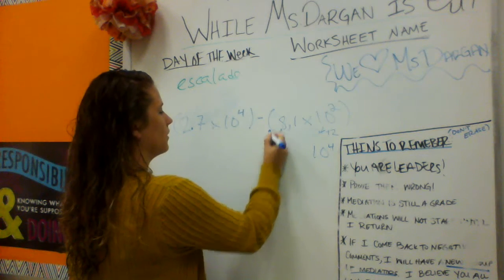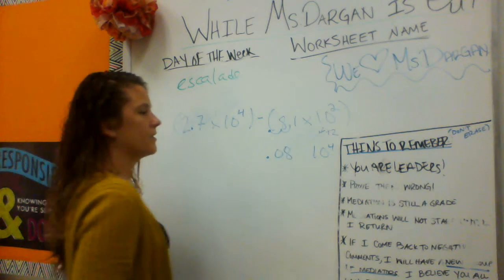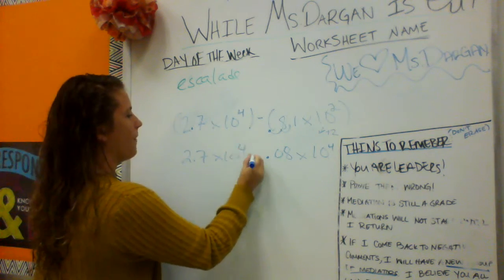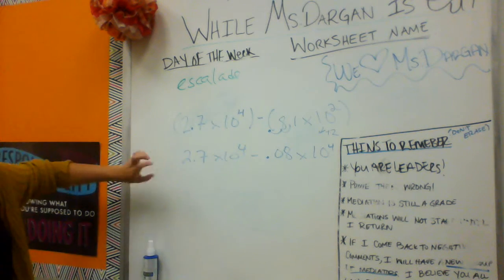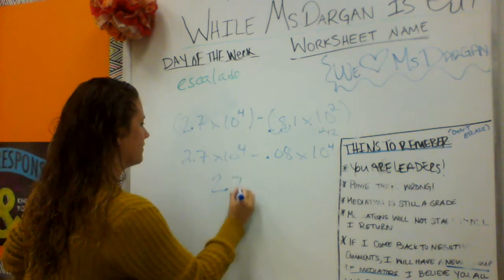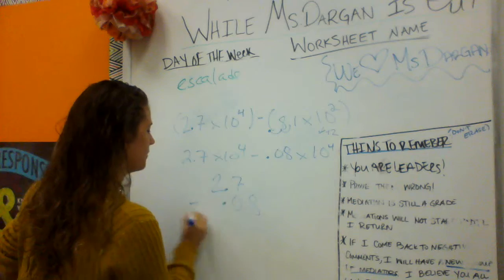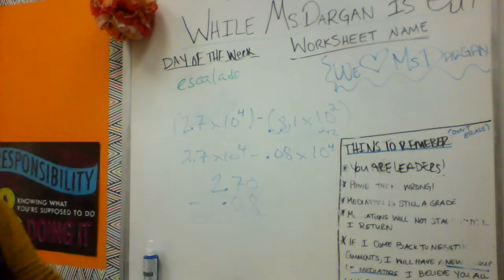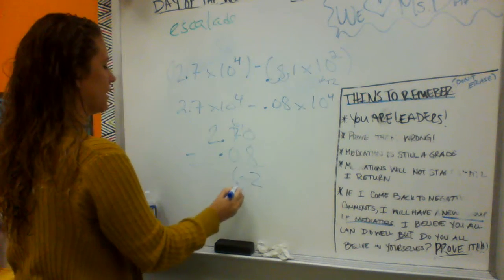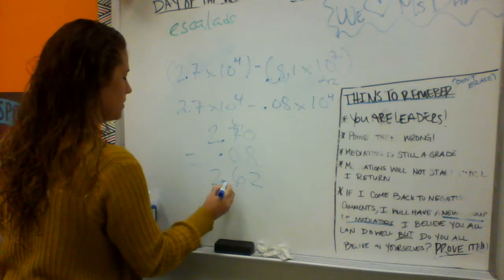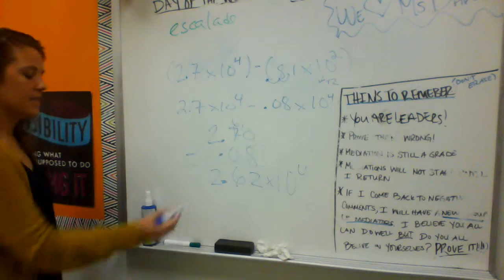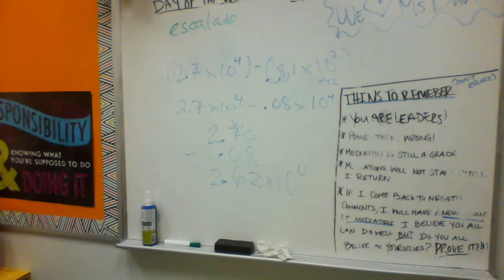1, 2. This becomes 0.08 or 8 hundredths times 10 to the fourth, and it's 2 and 7 tenths times 10 to the fourth minus 8 hundredths times 10 to the fourth. I can now line up my decimals because my exponents are the same. 2 and 7 tenths. Line up my decimal points. I can't do 0 minus 8, so I have to borrow. 10 minus 8 is 2. 6 minus 0 is 6. 2 minus nothing is 2. And this is times 10 to the fourth. This is in scientific notation because it falls between 1 and 9.